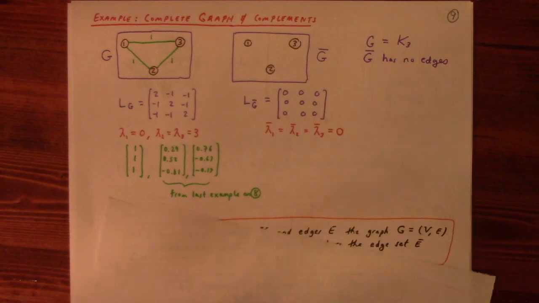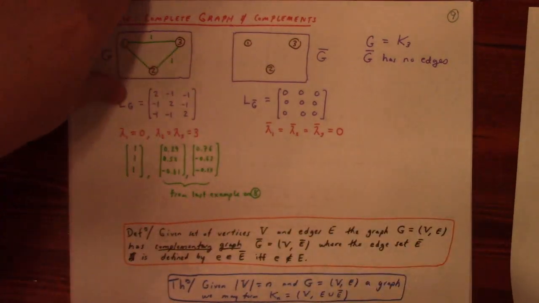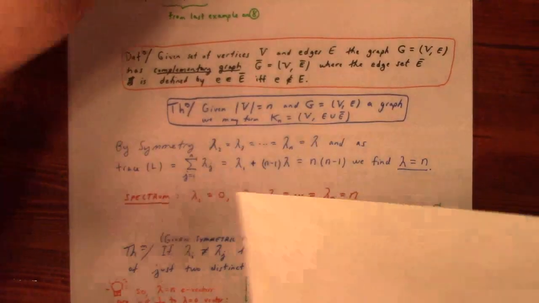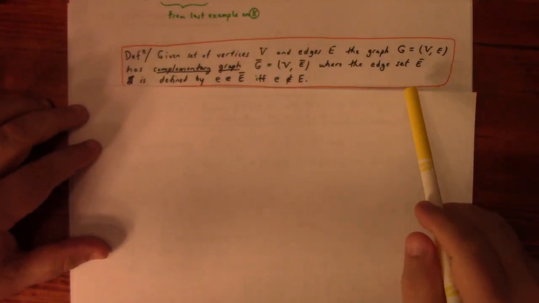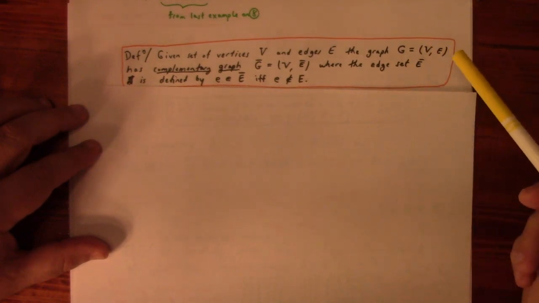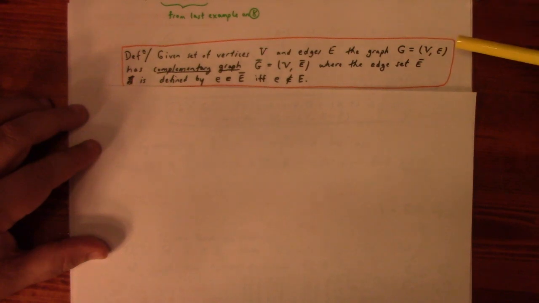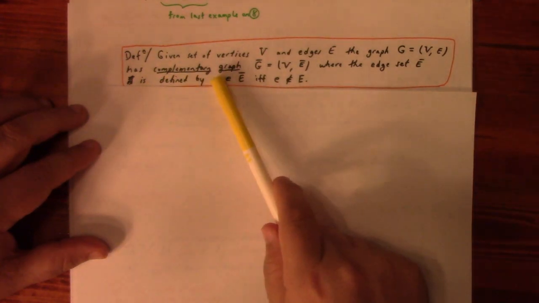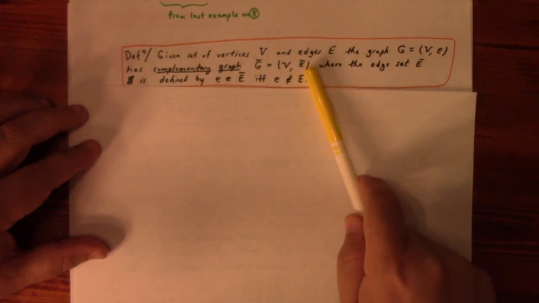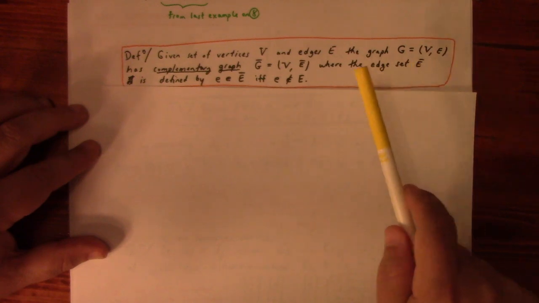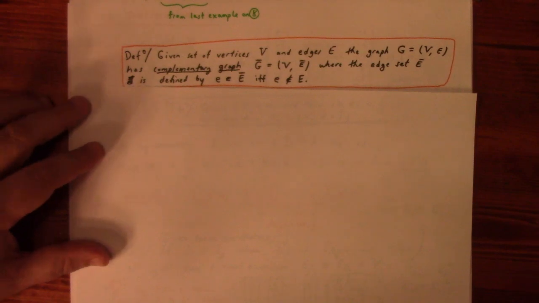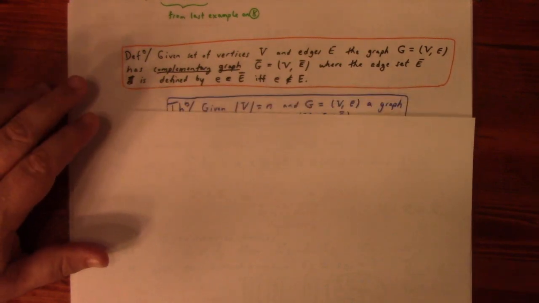All right, so just to state the definition carefully for future reference, I suppose. Given a set of vertices V and edges E, the graph G, which we can write as (V, E). I haven't been doing this up to this point, but a graph is always a vertex set and an edge set. It's a pair. Well, the complementary graph, G bar, is the same vertex set, but with the complementary edge set. And the complementary edge set, E bar, is defined by e is in E bar if and only if e is not in E.